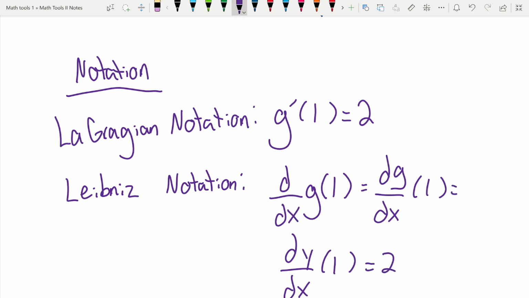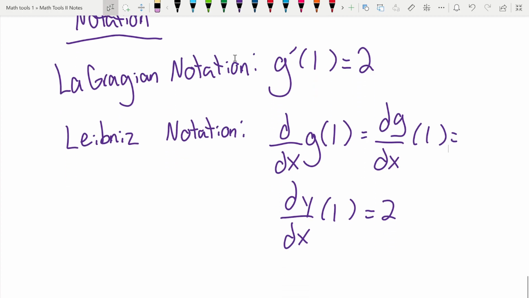Okay. So these are all kind of used interchangeably. The point is that you're taking the derivative of g with respect to x, or the derivative of y with respect to x. Again, y and g are kind of interchangeable. And this is telling you at what point you're doing it at, right? So maybe you're not doing it at a point, maybe you're just doing it at a general x, and then you just have an x there. So the Leibniz notation, the advantage is that it kind of gives us a physical sense of what's happening.